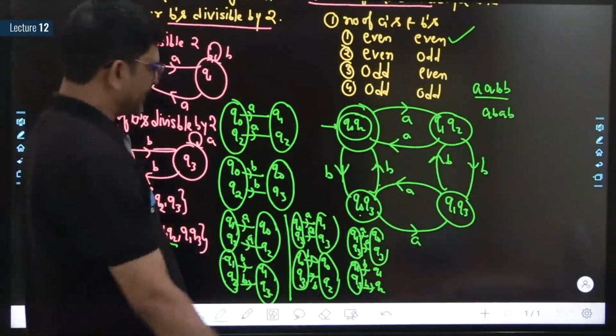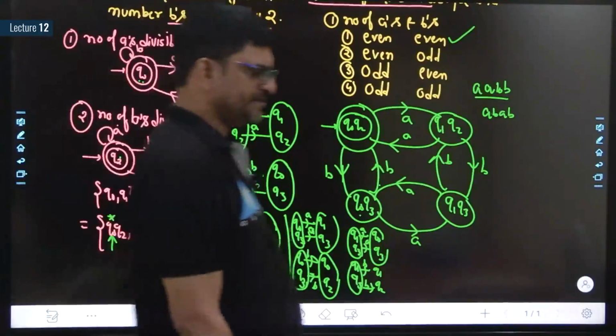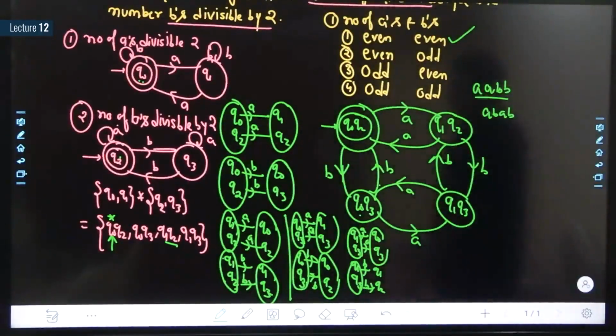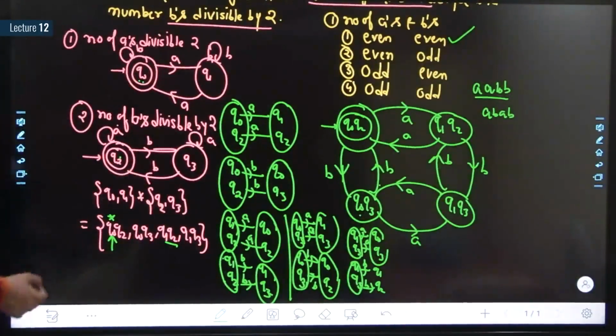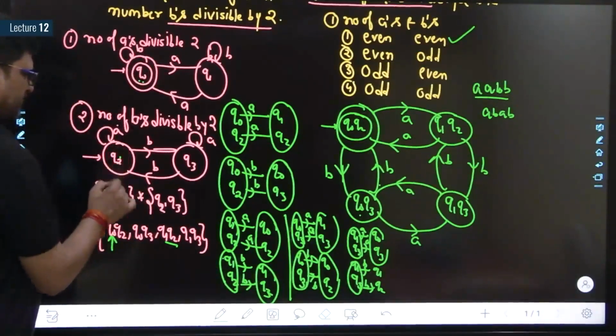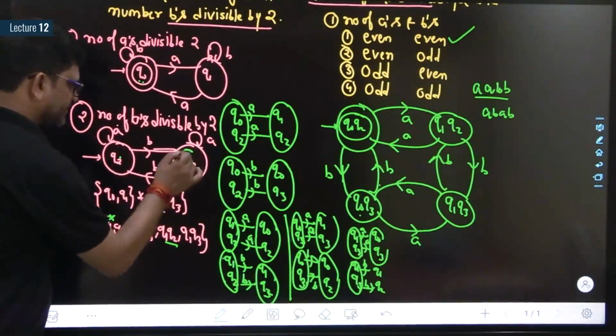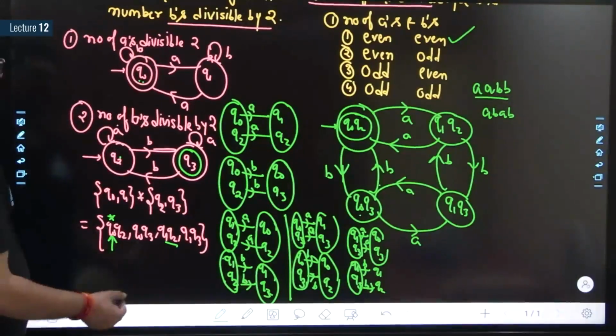Clear? Okay. Now come to the second question. Number of A's are even and number of B's are odd. So what is the change in this DFA? Number of B's are odd. It means this one is final. In the final DFA, which state is final?